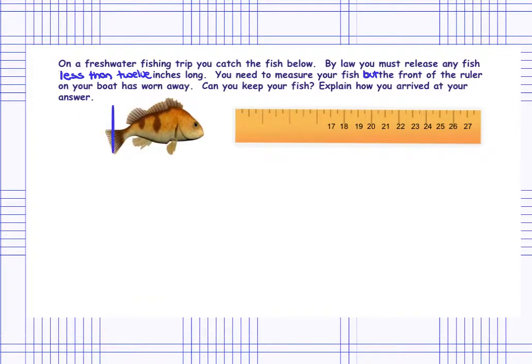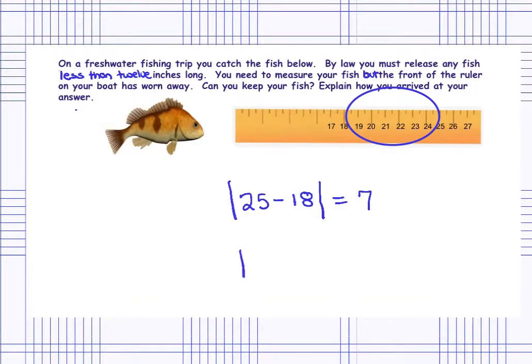The key here is to realize that we do not need to start at 0 on our ruler to get an accurate reading. As long as we place the fish on the ruler where we can see the numbers, subtract the 2 values, and then take the absolute value, we will determine our answer. Keep in mind, it doesn't matter if I subtract 18 from 25 or 25 from 18, because I'm going to be taking the absolute value of my result, which will always give me a positive measurement.